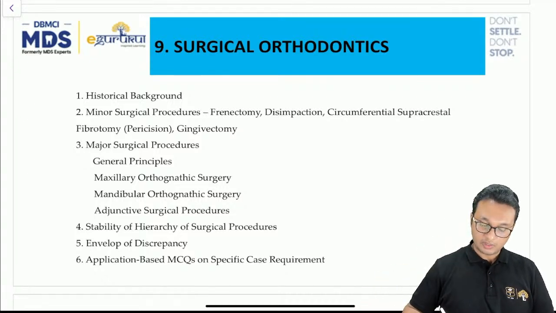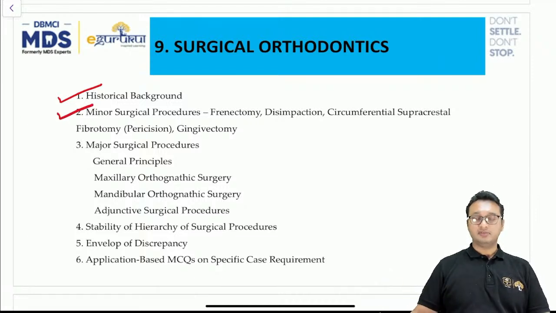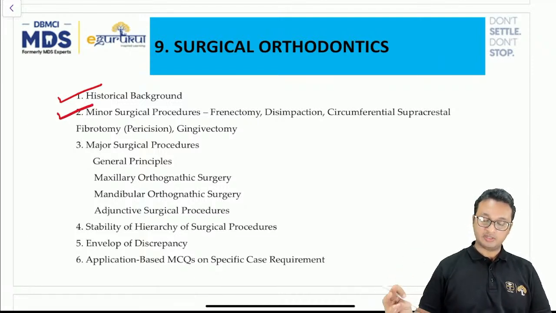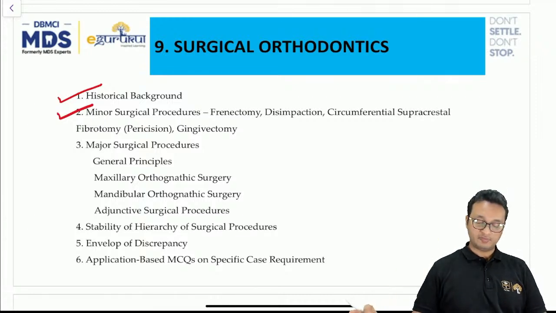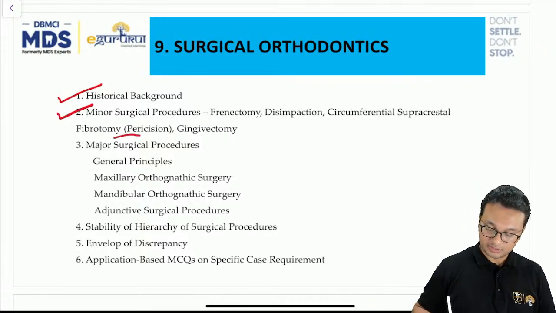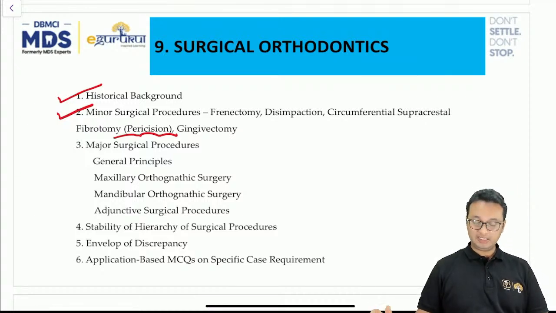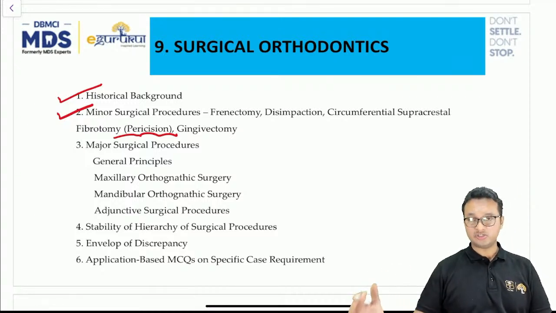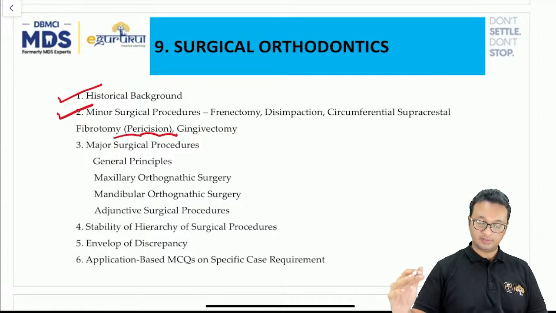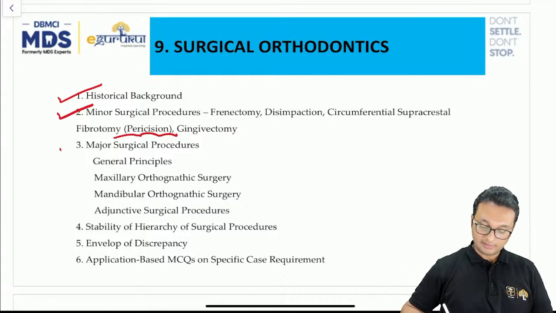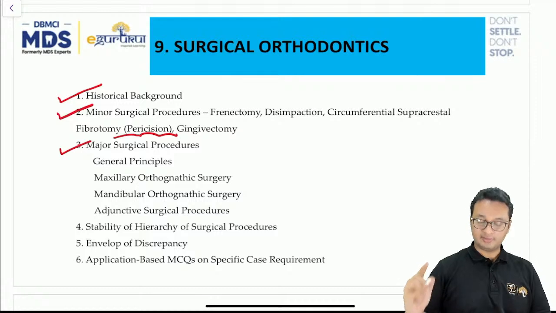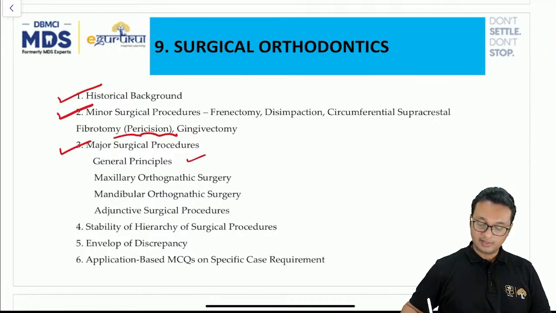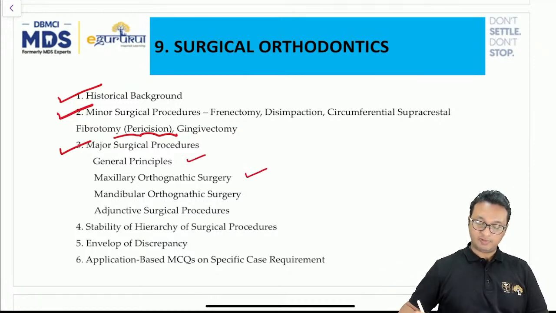So you have to know about the historical background. You have to know about the minor surgical procedures. We have talked about frenectomy, disimpaction, circumferential supracrestal fibrotomy, which is also known as the precision or Edwards technique, and gingivectomy, with the indications and contraindications of the techniques. Then major surgical procedures: you have to understand the general principles, different maxillary orthodontic surgeries, different mandibular orthodontic surgeries, and different adjunctive surgical procedures like genioplasties and all.